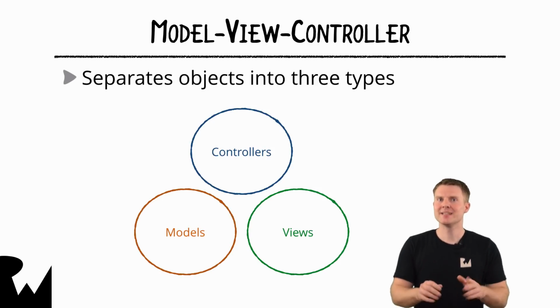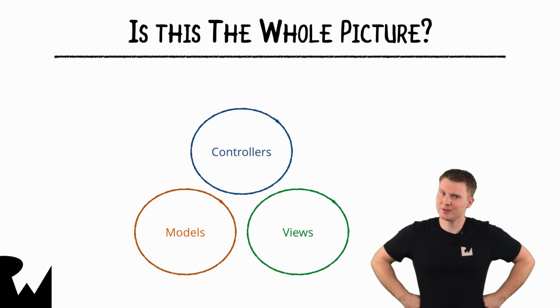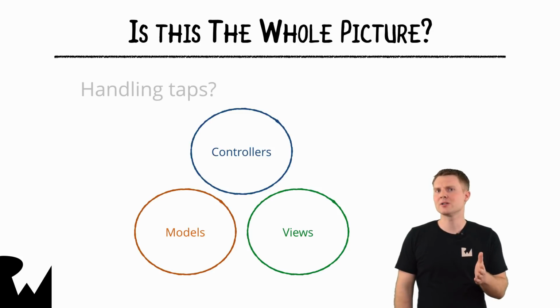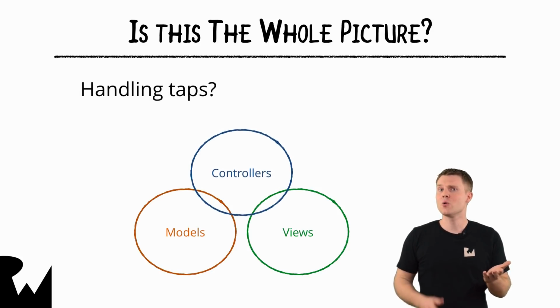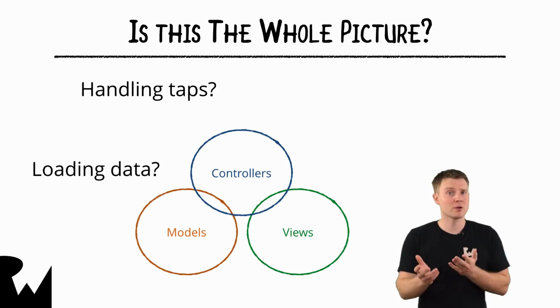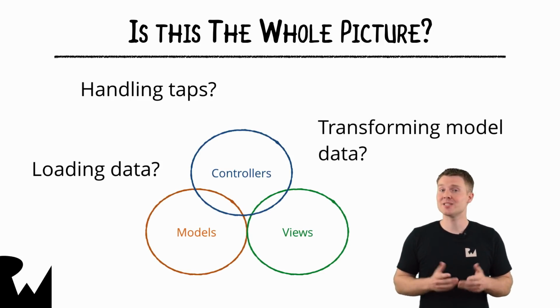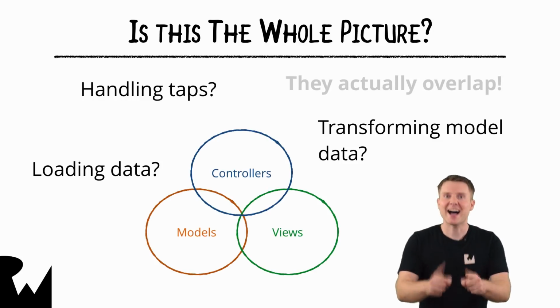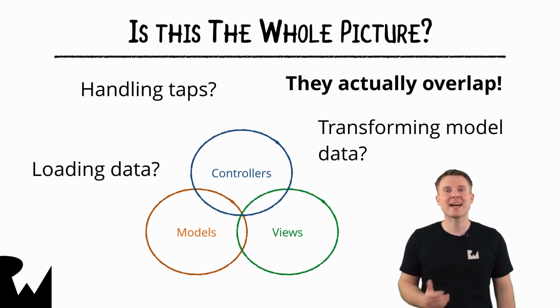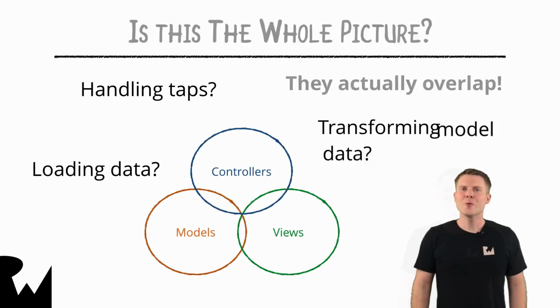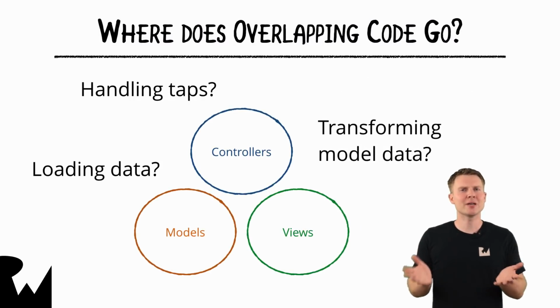But wait! Is it really this simple? Well, what about handling taps? Or loading data from a remote server? Or transforming model data to be set on views? Aha! These three types actually overlap. Well, where does the overlapping code actually go?